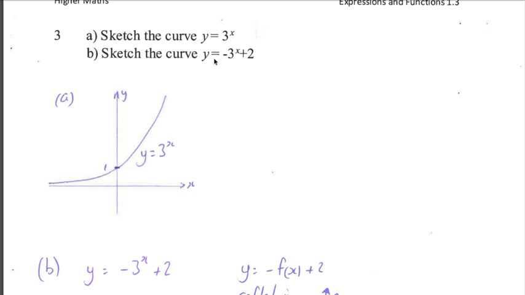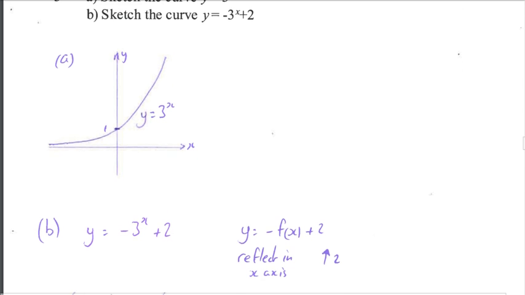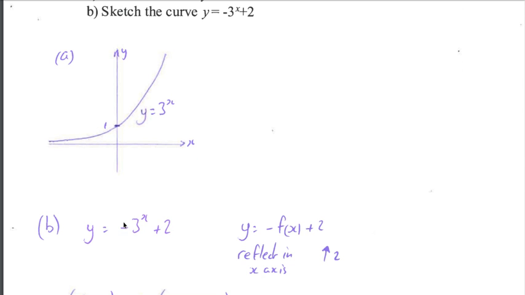Sketch the curve y equals negative 3 to the power x, plus 2. So notice this is not negative 3 to the power x. This is the negative of 3 to the power x, which are two different things. So I would calculate 3 to the power x here, then I would just do the negative of whatever I got. So if we're trying to sketch y equals negative 3 to the power x plus 2, think of that as negative f of x plus 2.